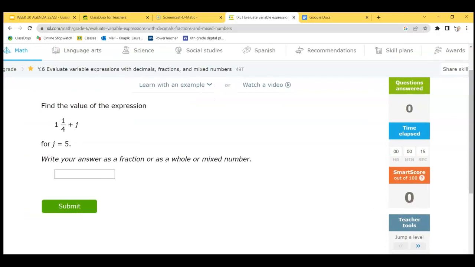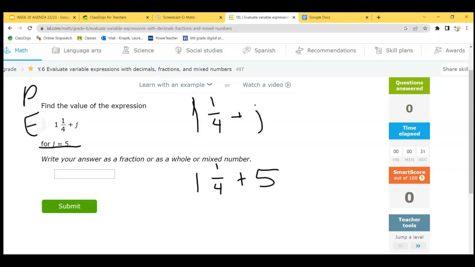So all you're going to do, as we've done before, is replace your variable with its value. So we have 1 and 1/4 plus j. Okay, we know we have 1 and 1/4 plus, what's our value of j? 5. You're going to rewrite your PEMDAS in case you need it. And then you're just going to go ahead and add like normal. Okay, so I have 1 and 1/4 plus 5.